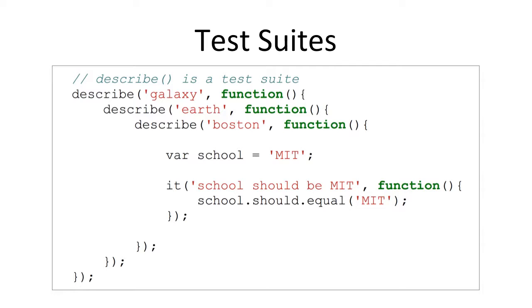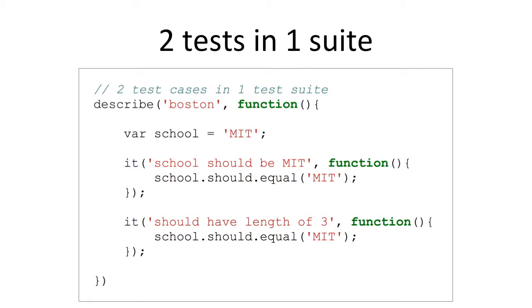Now the test suite, as you can see there, involves the function describe, and you can nest it as much as you want. In this case, I'm trying to illustrate some hierarchy, so I go from Galaxy to Earth to Boston. Now the test inside of this suite is the same one we did before, where we say it should be MIT. We can also have a number of tests inside of the suite, as you can see here, where I'm not just checking that the name of the school should be MIT, I'm also checking that the length is 3.